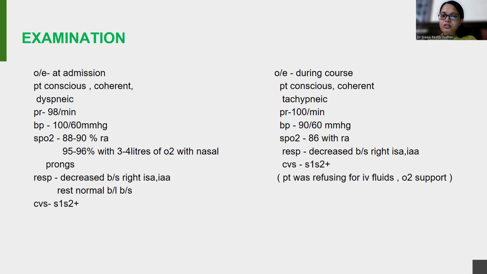But during this course, the patient was still conscious but more tachypneic. His pulse rate was increasing, 100 to 120, and BP was dropping, 90 by 60, and the saturations were also dropping, 86% on room air. There were decreased breath sounds. During this course of admission, the patient was refusing IV fluids and oxygen support.